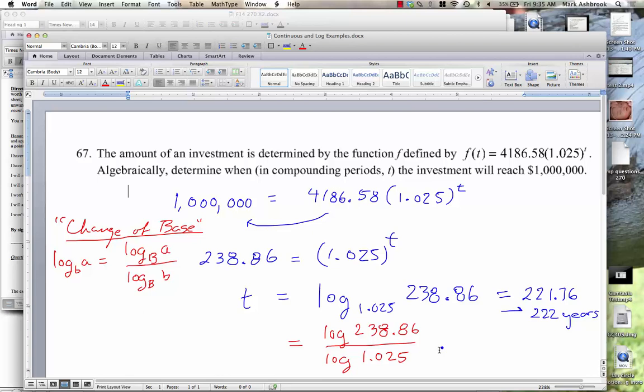Okay, so now I want you just to see that the change of base formula works. Go ahead and do it now, let's choose base e. So ln of 238.86 over ln of 1.025. What do you get?